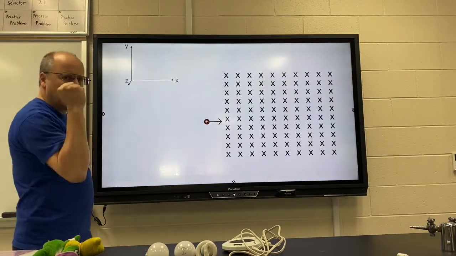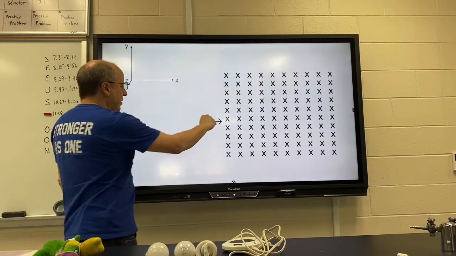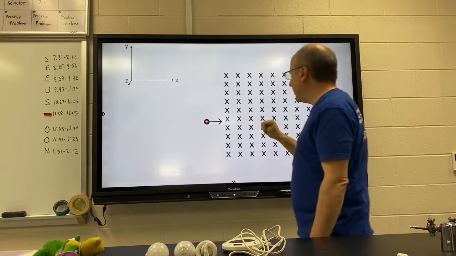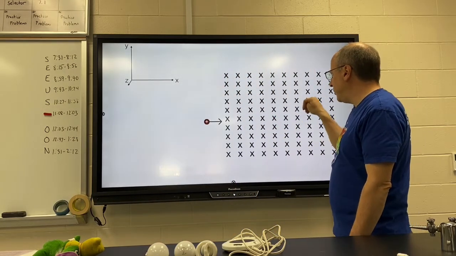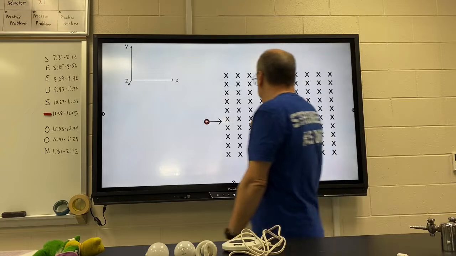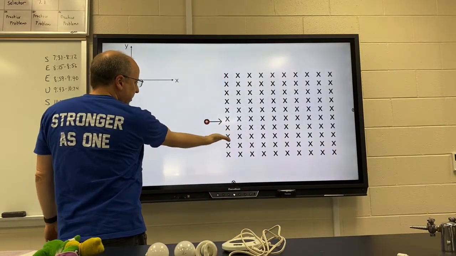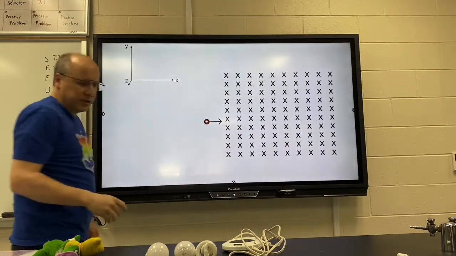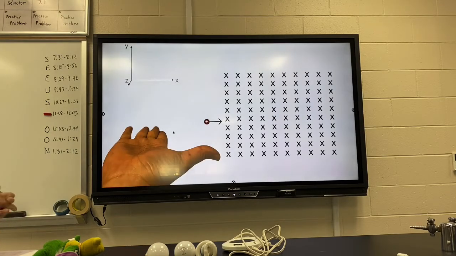When you have a positive charge, again, use your right hand. It's x's for the field, so our fingers would point in the negative z direction. Our thumb has to point to the right, so our palm pushes up. This particle would be pushed upward.